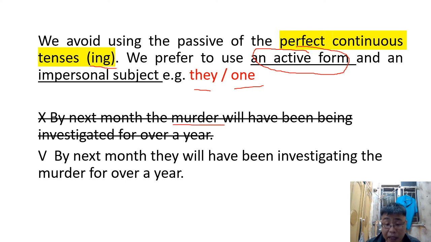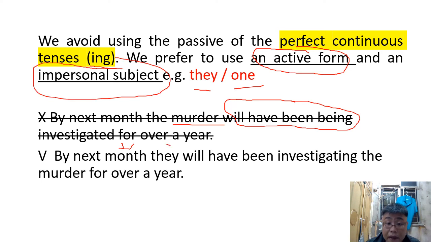Okay, the murder is a case in which a person is killed. And then here, "will have been -ing," okay? This is the continuous tense. Since this is a continuous tense, we should not use passive voice. Then we can use an impersonal subject. Here, "they." They may refer to police, policeman. So by next month, they will have been investigating the murder for over a year.